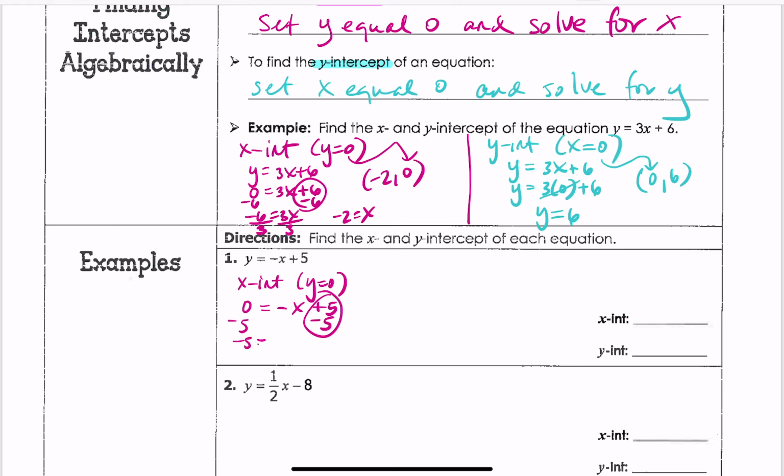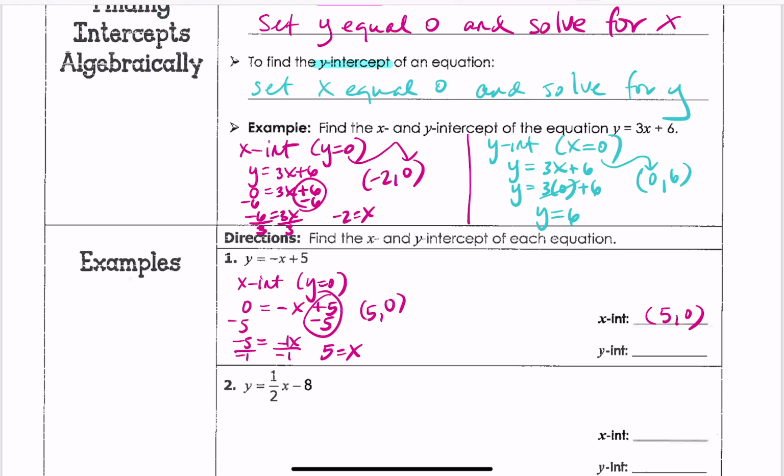I get negative 5 equals negative x. That's really a negative 1. I divide both sides by negative 1. Negative 5 over negative 1 is 5 equals x. So that means that I know y is 0, and for this equation, my x-intercept is 5. So it is going to be (5, 0).